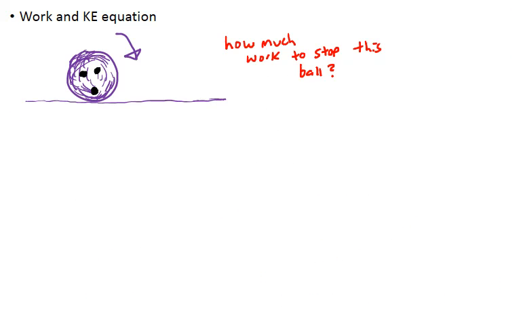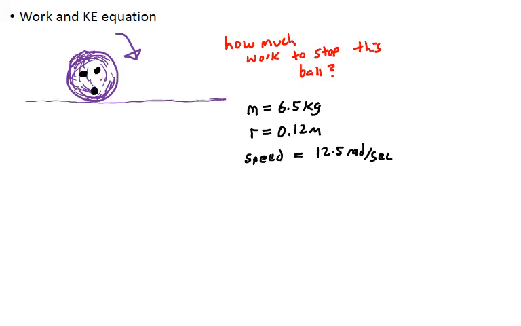All right, so let's say we have a ball that's rolling down an alley, and we want to find out how much work it takes to stop this ball. Well, in this case, it's rotating, but it's also moving translationally. So when we're dealing with this, we need to work with how much angular work it would take, and then also how much linear work it will take. Let me give you the parameters here. The mass of the ball is 6.5 kilograms. The radius is 0.12, and it's going at 12.5 radians per second.